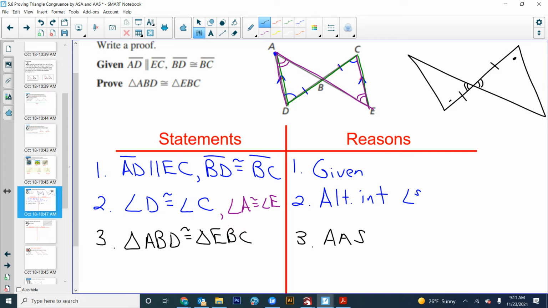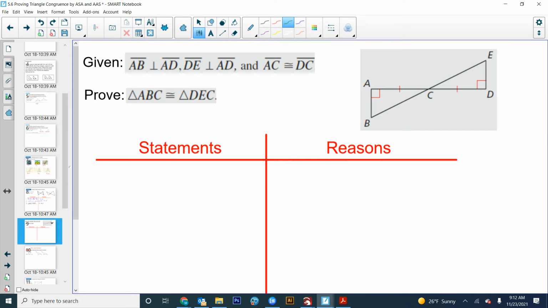But wait, another student, yes, they saw these alternate interior, but not those ones. They saw these alternate interior and vertical angles. They would have put AAS. Do you see it? AAS. A, and the S not between them. AAS. Do you see it? Be honest. Okay. Do you see how there's different ways to do these? Beautiful. All right. Next one.